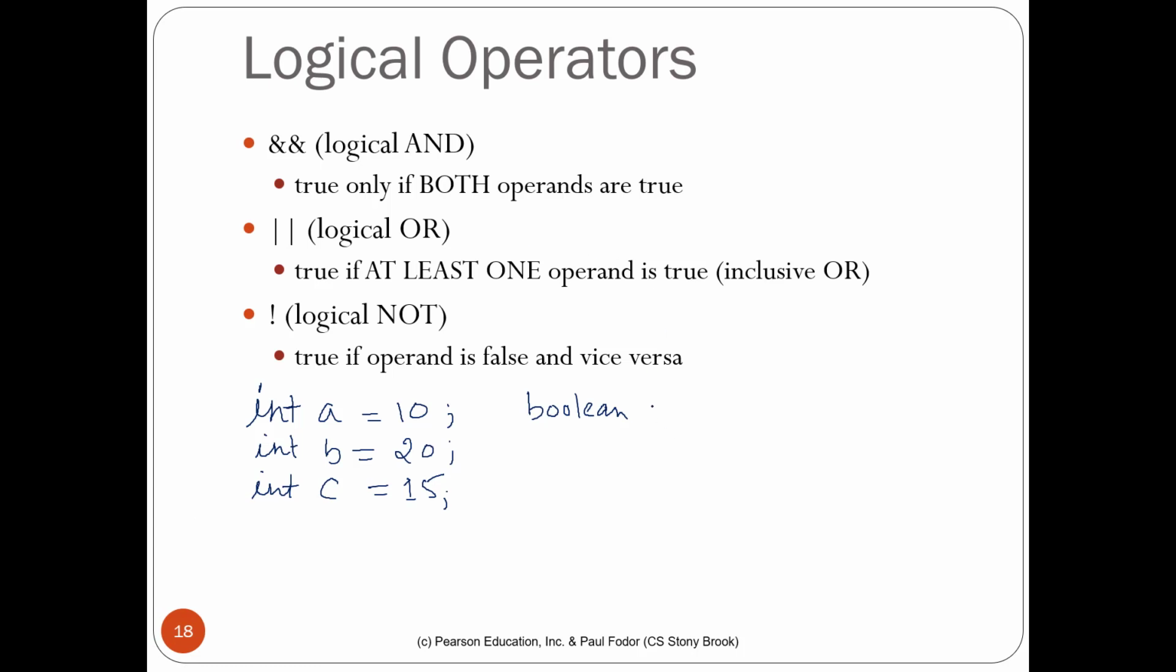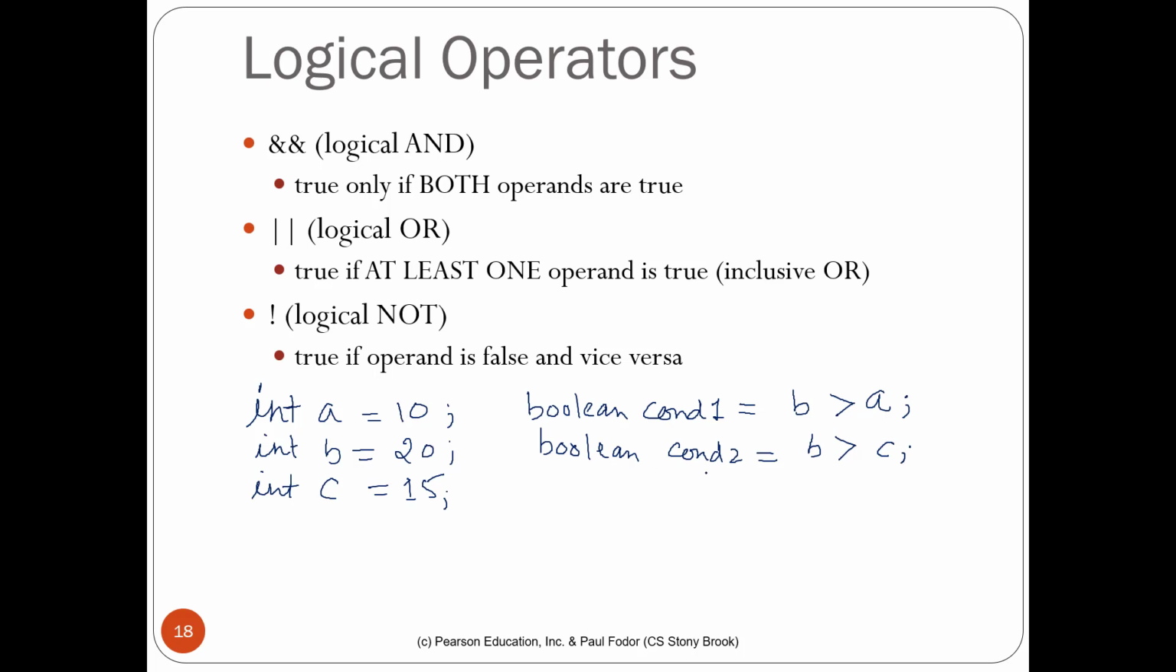I should say Boolean condition 1 is equal to b greater than a. Alright, and then you will have Boolean condition 2 is equal to b is greater than c. Now using condition 1 you will tell whether b is greater than a or not. That's one condition that you're checking.